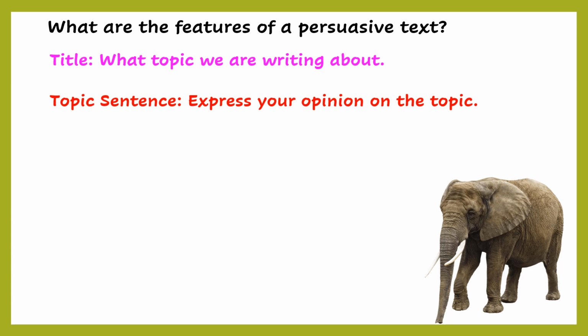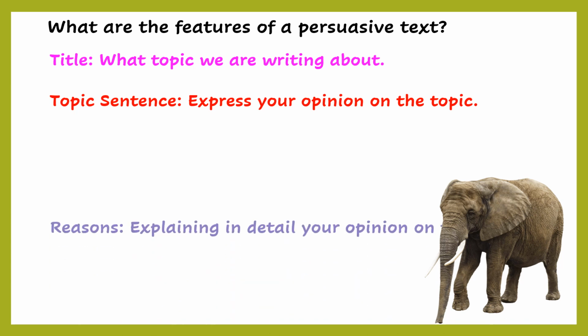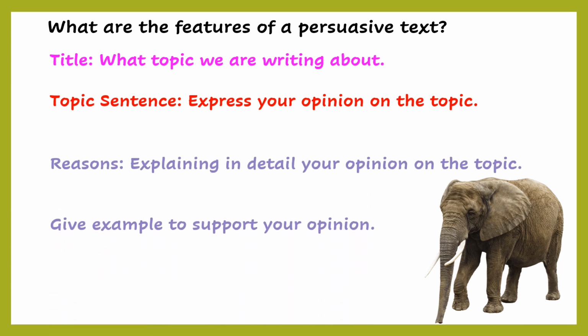Then because we want to persuade the reader to believe what we believe, we're going to have to give them some reasons and examples. Now the reasons and examples explain in detail our opinion on the topic, and our examples support our opinion. Then finally, we're going to write our concluding statement. This is where we're going to tell the reader one more time our opinion on that topic.